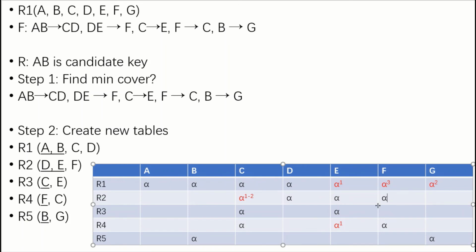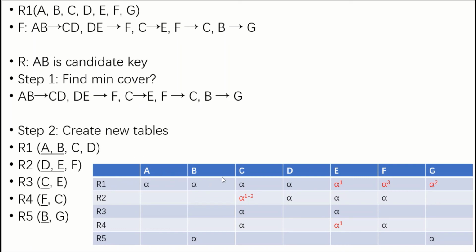It doesn't make a difference to the final answer, but just for completeness, F implies C, I should have something here as well. And B implies G. I have 2 dependency variables here, 1 over here. These are used. So we went through 1 round of this already. Let's go through the second iteration.